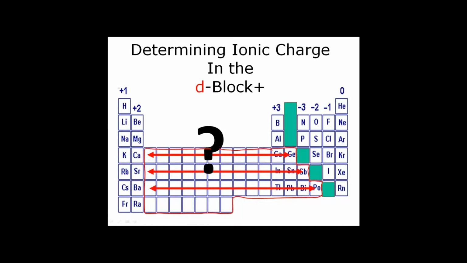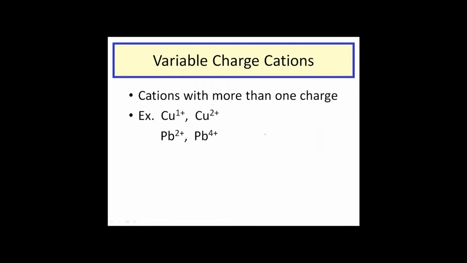Now the first column we have is a 1 plus and a 2 plus, and the charges are at the top of every column. And you'll notice we have not discussed the middle of the periodic table. And there's a reason for that. Because in the middle of the periodic table, those atoms very often have more than one charge, and they're known as variable charge cations. Cations with more than one charge. For instance, copper can have a 1 plus or a 2 plus. Lead can have a 2 plus or a 4 plus charge. Those guys do not have a set charge.